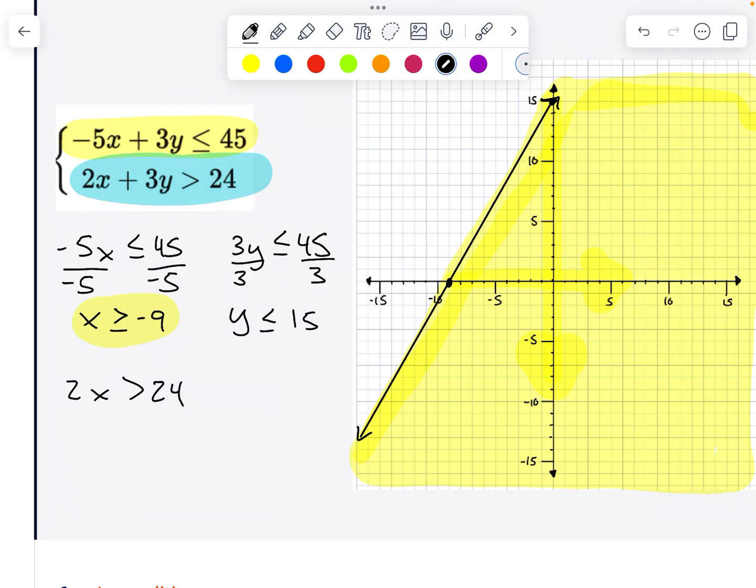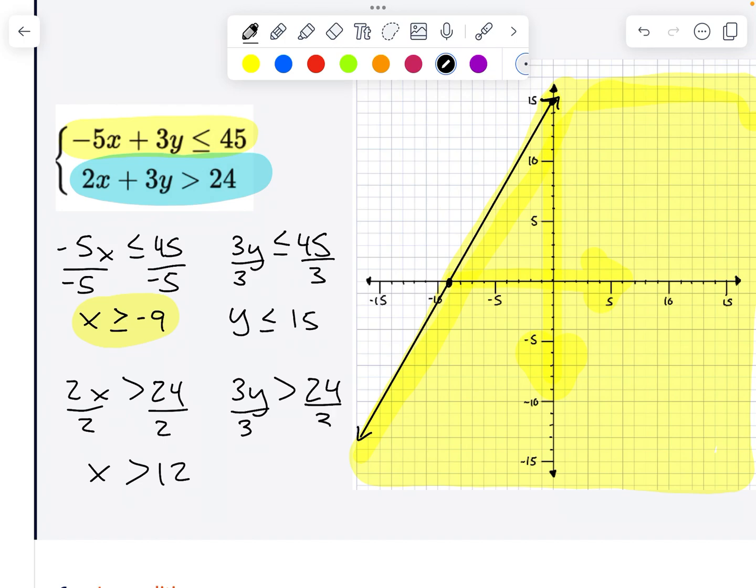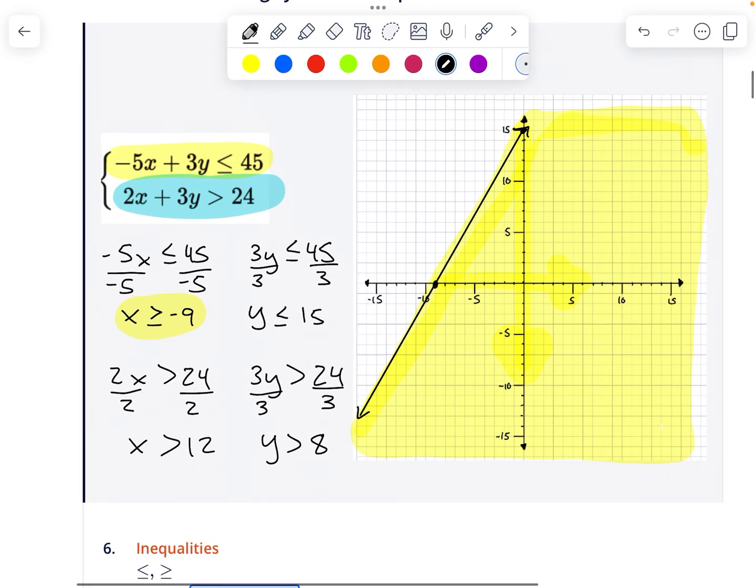The next equation, I'm going to plug in, so 2x, if I plug in 0 for y, it's just 2x is greater than 24. So divide by 2, and x is greater than 12. Plug it in for y, so 3y is greater than 24. Remember, if I plug in 0 for x, I'm left with just 3y is greater than 24. Divide by 3, and y is greater than 8.